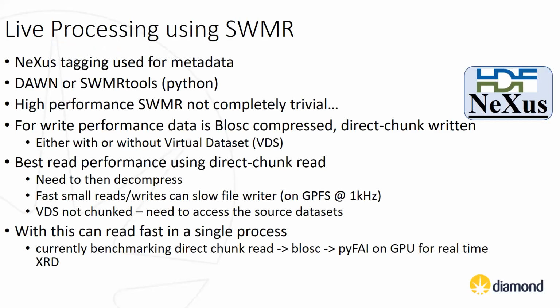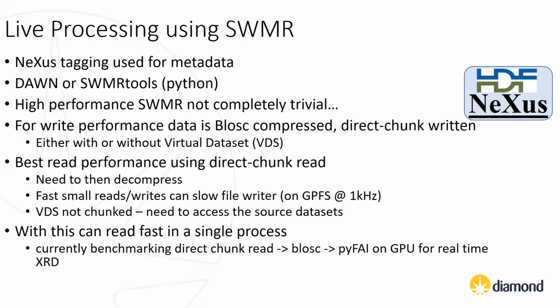So there are a couple of key components to make all this work together nicely. Swmr is absolutely critical for us. We use Nexus tagging for the metadata, and we can use Swmr because we can read that metadata back out. There are two things we use for Swmr live processing, either Dawn or Swmr Tools, which is a little Python application that basically lets us stream NumPy arrays out of an HDF5 file as it's being written to.